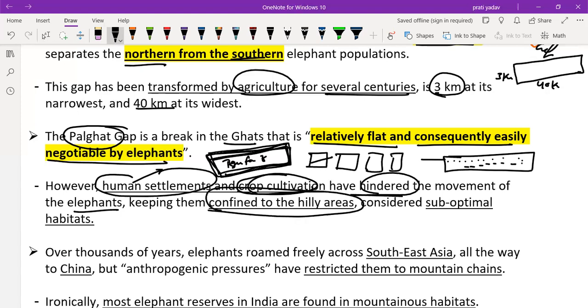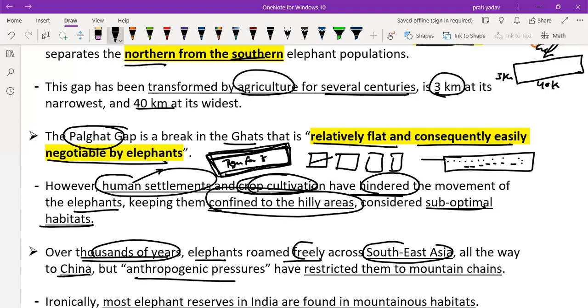Due to agriculture, human settlement, and crop cultivation, elephants are confined to the hilly area, which is considered suboptimal habitat. That hilly area is not very suitable for elephants, but due to this activity, they are confined to the hilly tracts of the Western Ghats. Over thousands of years, elephants roamed freely across Southeast Asia all the way to China, but anthropogenic pressures have restricted them to mountain chains.